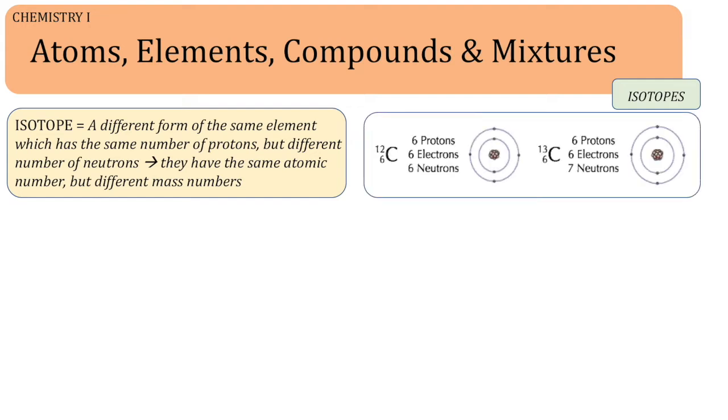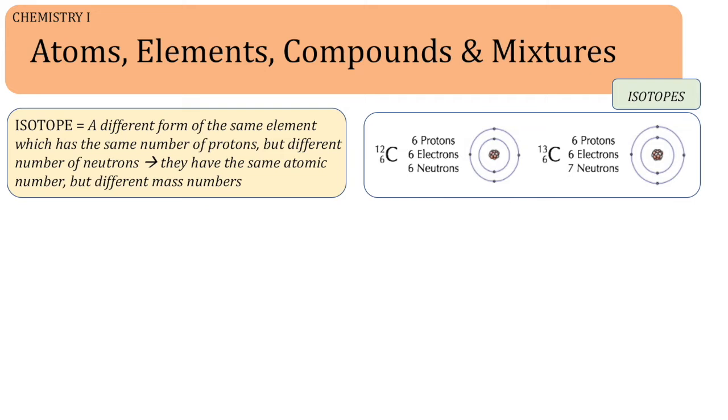This is what we call an isotope, a different form of the same element which has the same number of protons but different number of neutrons. We can see an example here. We have two atoms with 6 protons each, therefore they must both be carbon atoms. However, one has an extra neutron, therefore it weighs slightly more. Both of these are isotopes of carbon, commonly referred to as carbon-12 and carbon-13.